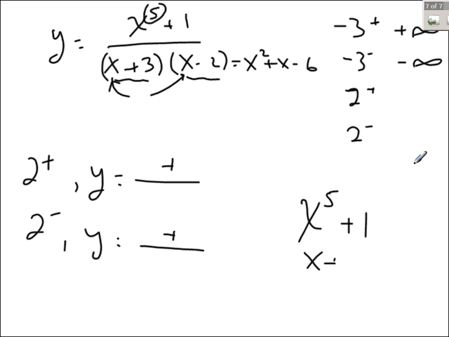What about x plus 3? If you're anywhere near 2, if x is anywhere near 2, a little bit less, a little bit more, then you add 3, it's going to be near 5. They're going to be positive. What about that last factor?